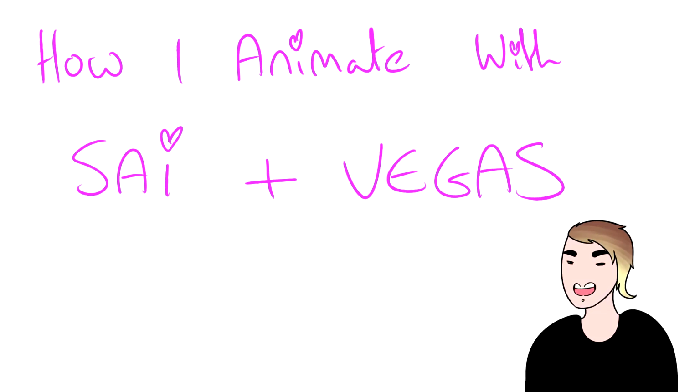So, how I animate. Paint tool SAI and Vegas Pro, neither of which are really aimed to be animation programs. SAI is an art program which I really love to use. I use it all the time. And to edit videos I usually use Vegas, so it just made more sense to me to do it this way.